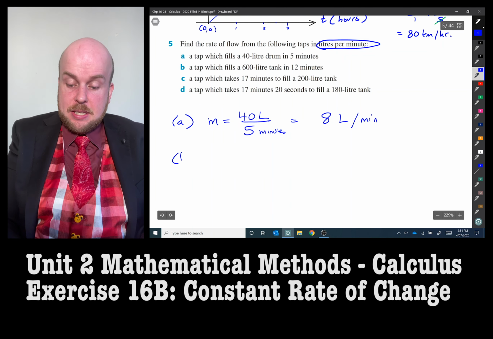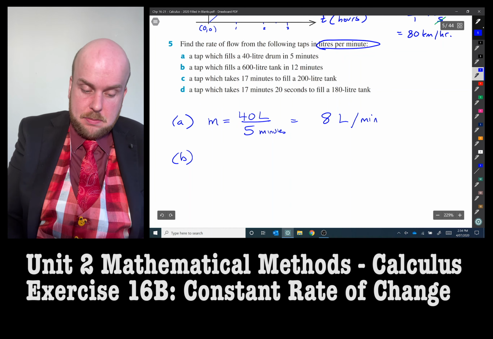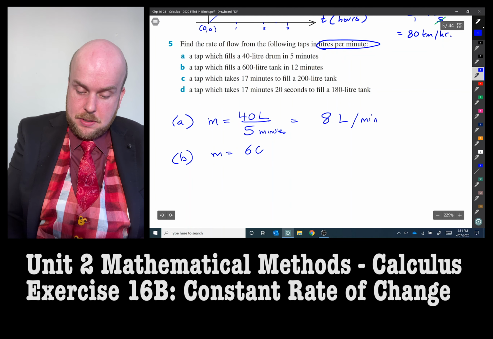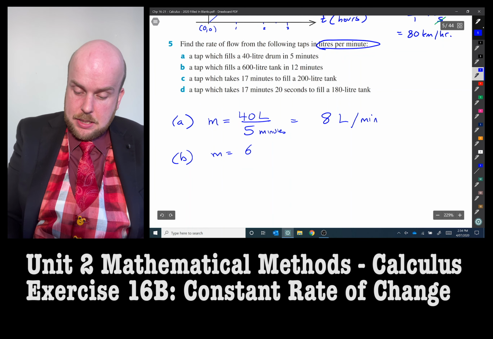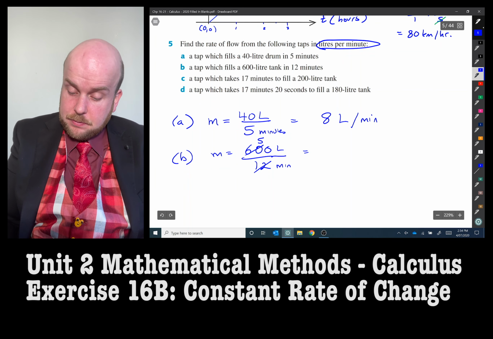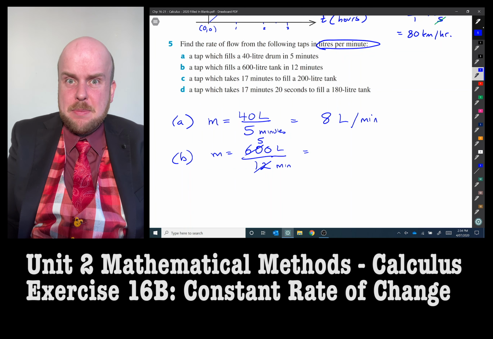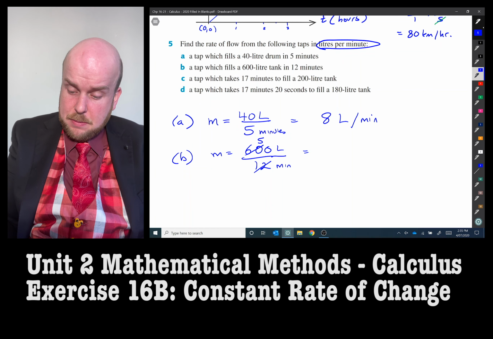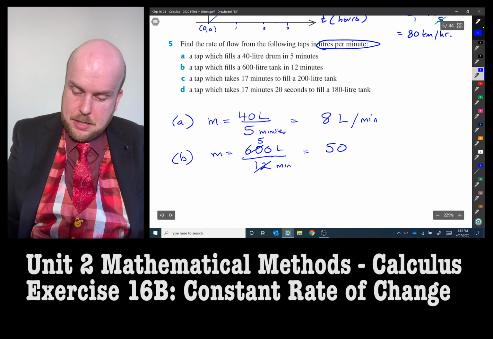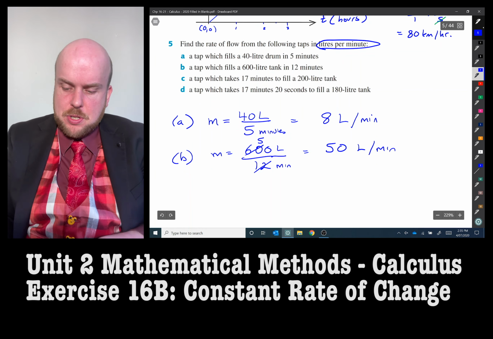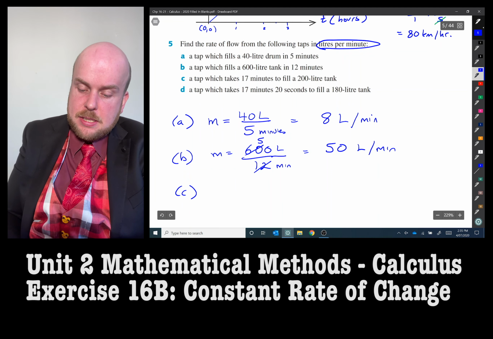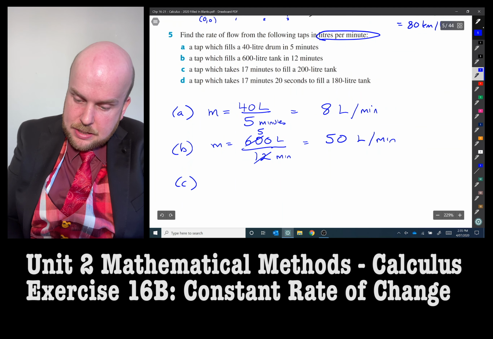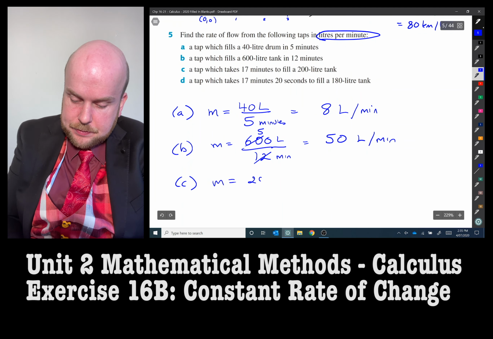B, a 600 litre tank in 12 minutes. Well, 600 divided by 12, it's minutes. 12 can go into 60 5 times, I hope. If I know my 12 times tables correctly, that should do. So that's going to be 50 litres per minute. Come on, give us a more challenging one. Oh, a tap which takes 17 minutes to fill a 200 litre tank.